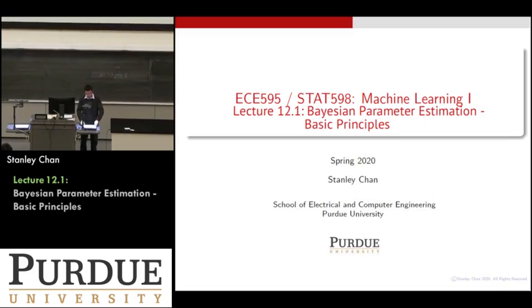We are going to talk about Bayesian parameter estimation today. This is the second part of our discussion on parameter estimation. Last time we talked about maximum likelihood, which doesn't assume any prior knowledge. So today we are going to assume some prior knowledge and see how this prior knowledge is going to help us in estimating the model parameters.